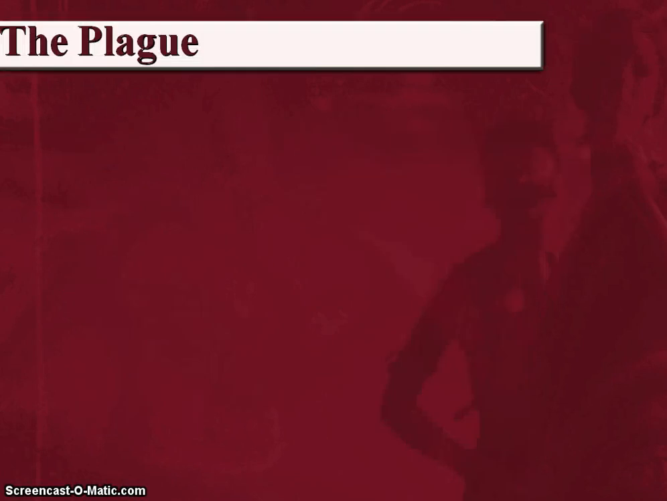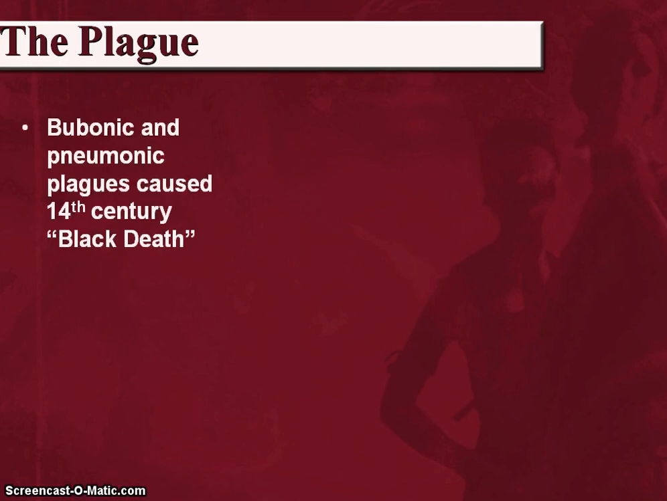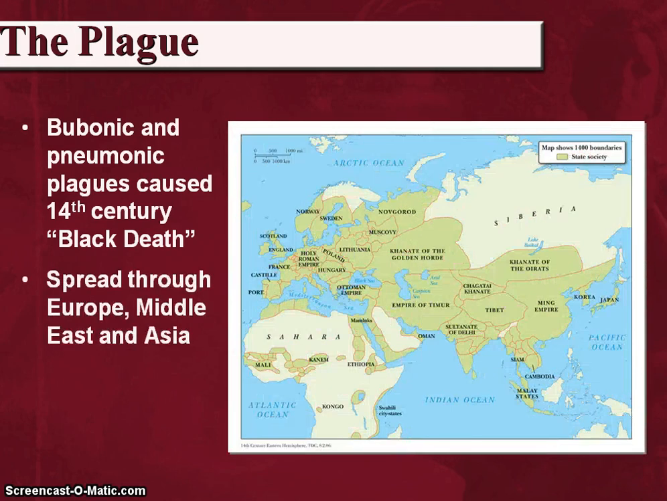Now, moving on to the plague. Although the Elizabethan era was a time of great literature and celebration, it was not safe from the plague. The bubonic and the pneumonic plagues had been around for centuries, and they had caused the Black Death of the 14th century, when they spread through Europe, the Middle East, and Asia, wiping out almost 50% of the world's population.